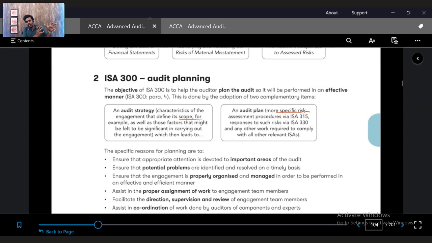Strategy will be on a higher level, where you will ensure what the focus area will be. It will help you give a picture of the focus area, whereas the plan will be more detailed, extended and specific to your work.